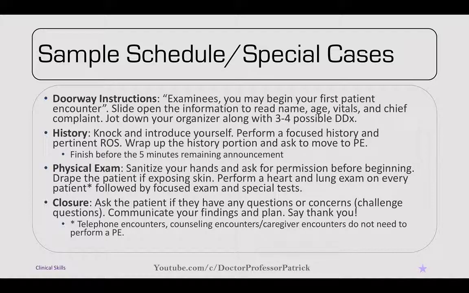that case. This would be the good time to jot down whatever organizer you use, along with 3 to 4 possible differential diagnoses. I had a quick outline that I would do, like 4 scratches across a piece of paper, and I would put chief complaint, OLD CARTS, family history, social history, medications, allergies, and everything in the history that I would want to do. And then I would number 1 through 3 or 1 through 4, and I would jot down some possible differential diagnoses to help me organize the review of systems to make sure I asked all the pertinent positive and negative questions you would need.